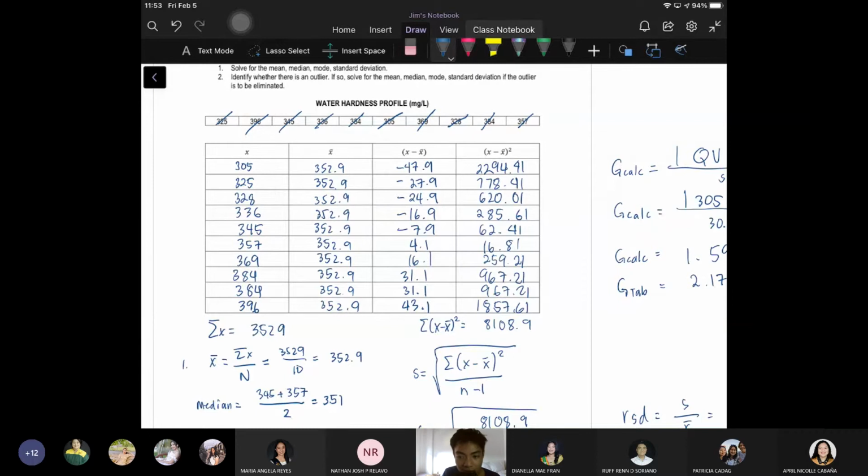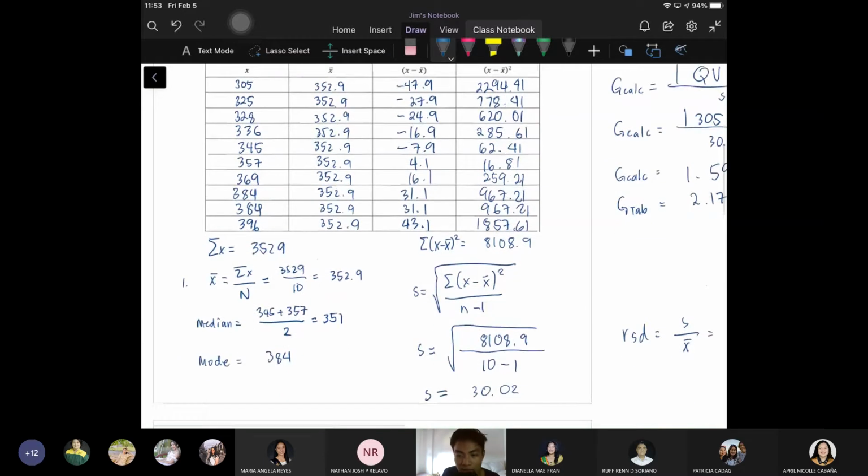Pero, di pa tayo tapos. So, tinuro ko na sa inyo yung long method. So, this is the long method. Lahat na pinindot natin sa Calcu, so on and so forth. I will teach you the two other methods. Okay? Na pwede nyo gamitin pag nagku-quiz kayo or exam o kaya in real life. Okay? So, turuan ko kayo paano mag-calculator technique.